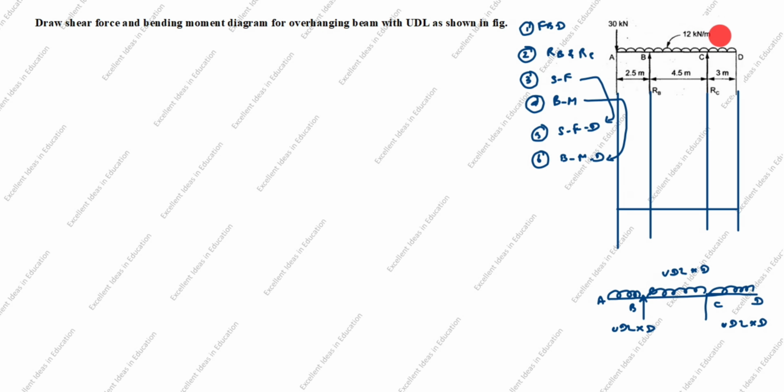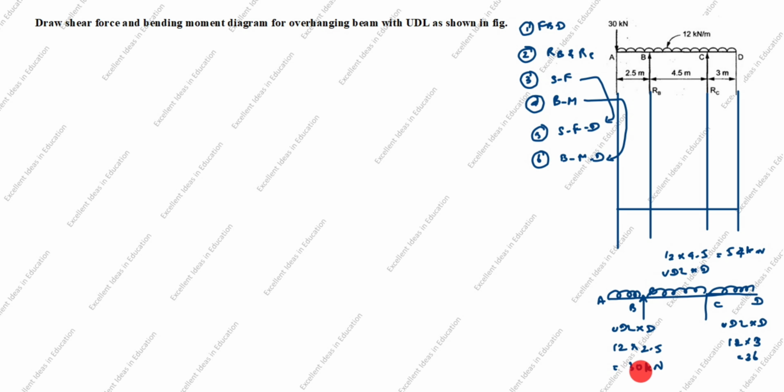You see here UDL is 12. So 12 into, you see this distance is 2.5. 12 into 2.5 is 30 kilonewton. You see this UDL is 12, distance is 4.5. 12 into 4.5 is 54 kilonewton. Next, you see this one. This is 3 distance, UDL is 12. 12 into 3 is equal to 36 kilonewton.